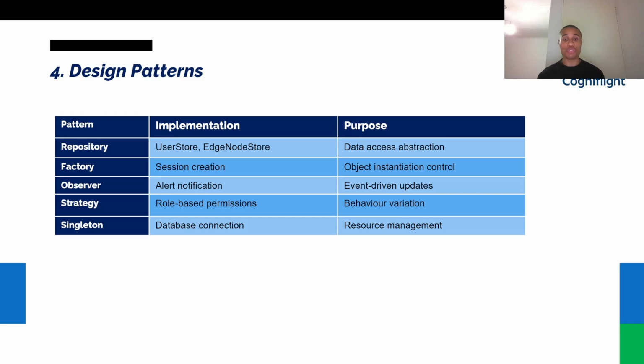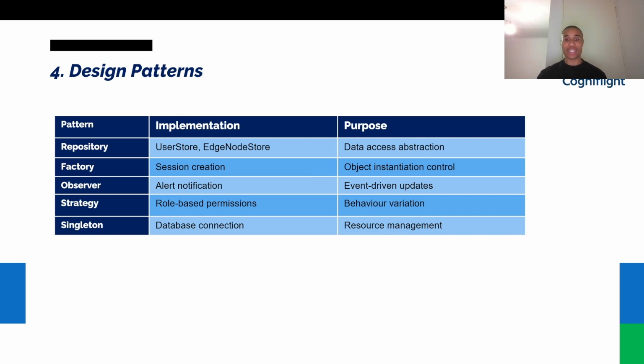Thirdly, we have the observer pattern for alert notifications. This automatically sends notifications to the relevant personnel the moment our system detects pilot fatigue or other safety concerns. It ensures critical information reaches the right people instantly without any manual intervention.